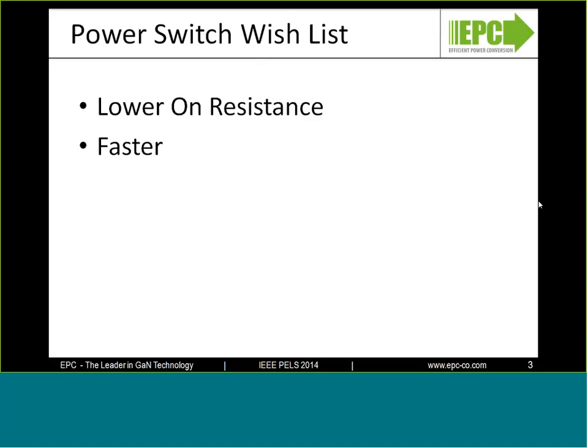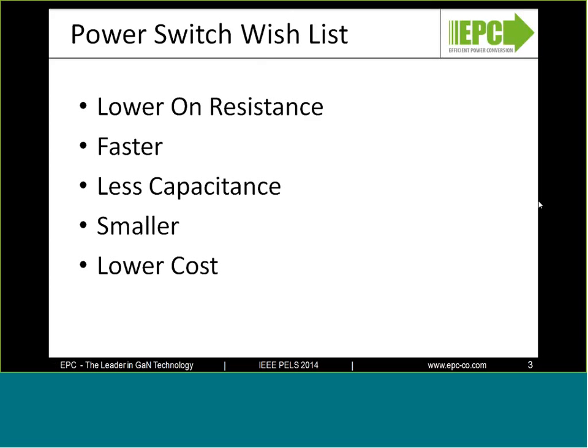They want a device that has less capacitance, because less capacitance means less losses charging and discharging the devices. It can also mean less power required from the driver. They want a device that's smaller, because smaller takes up less space on the printed circuit board, and that board space is the most expensive real estate in the world. And then, of course, everybody wants lower cost. No matter how good a device gets, these will still be the 5 key areas for improvement.